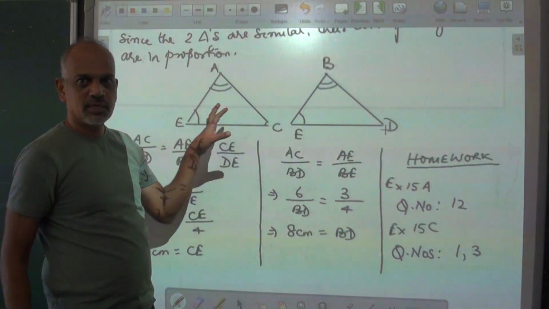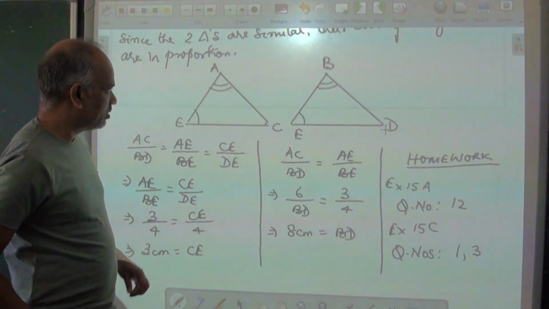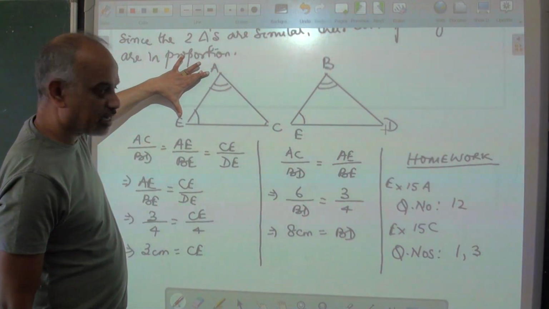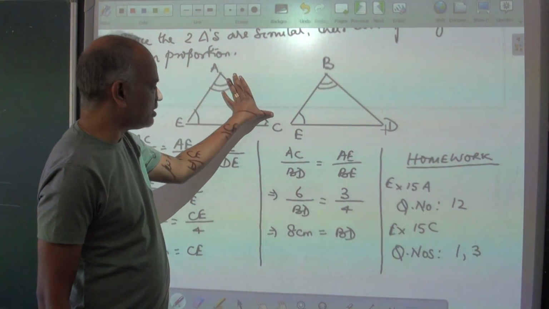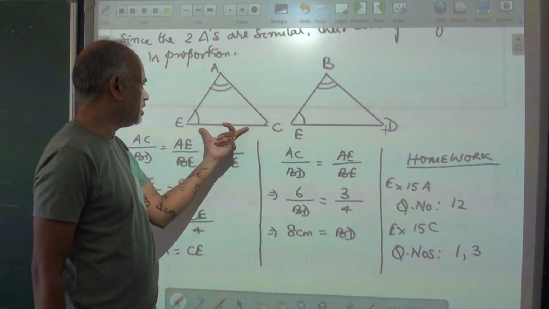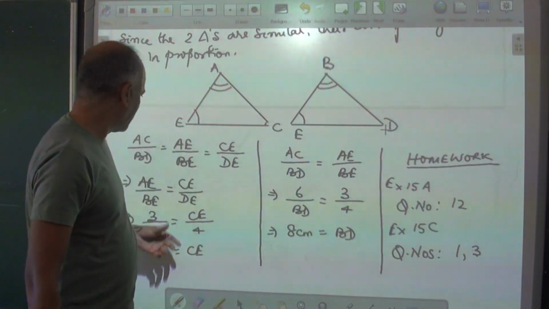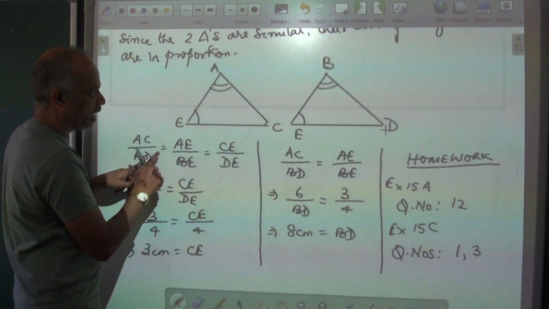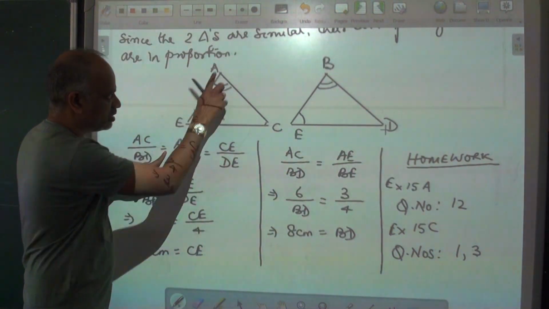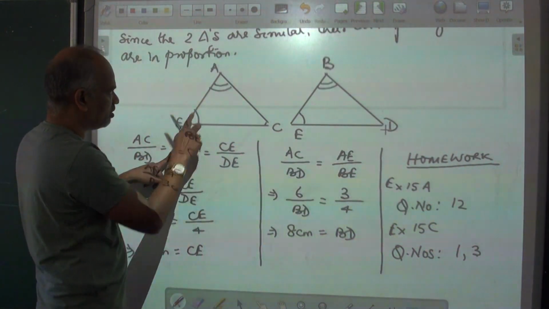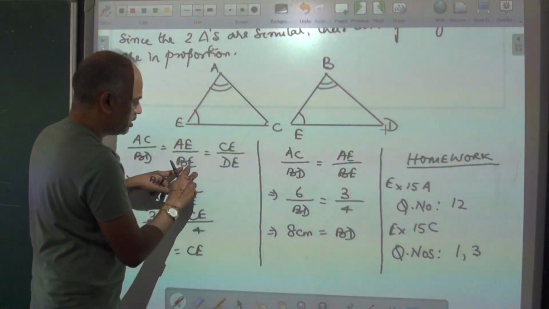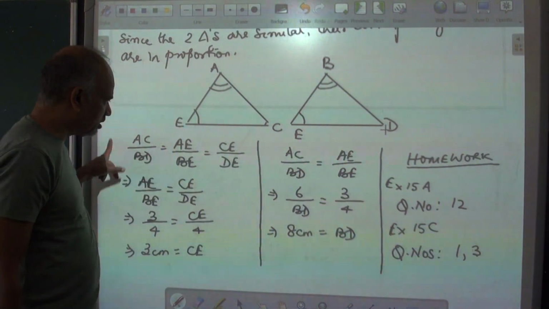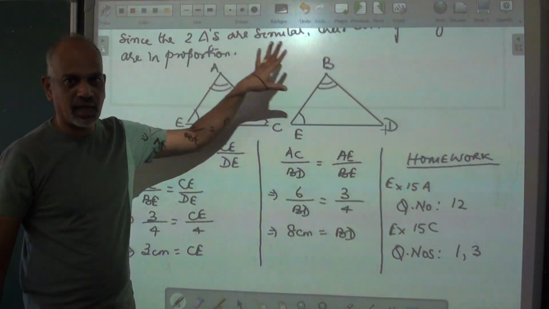Now look at both triangles. Both triangles are drawn in the same way. Therefore, now it's easy to find which are the corresponding sides. For AE the corresponding side is BE, for AC the corresponding side is BD, and for EC the corresponding side is ED. So the proportionality is AC by BD is equal to AE by BE is equal to CE by DE. This is the proportionality that you get if you know the two triangles are similar.